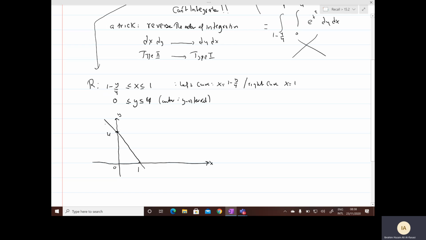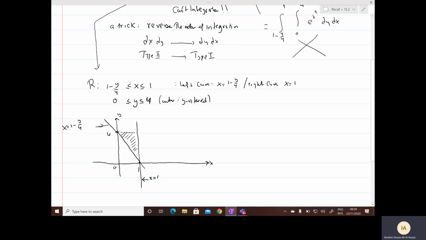So this is x equals 1 minus y over 4. The right curve is x equals 1; this is the line x equals 1. This is the left curve and this is the right curve, with the y interval from 0 to 4. So I have to stop here. This is the region, our region R.